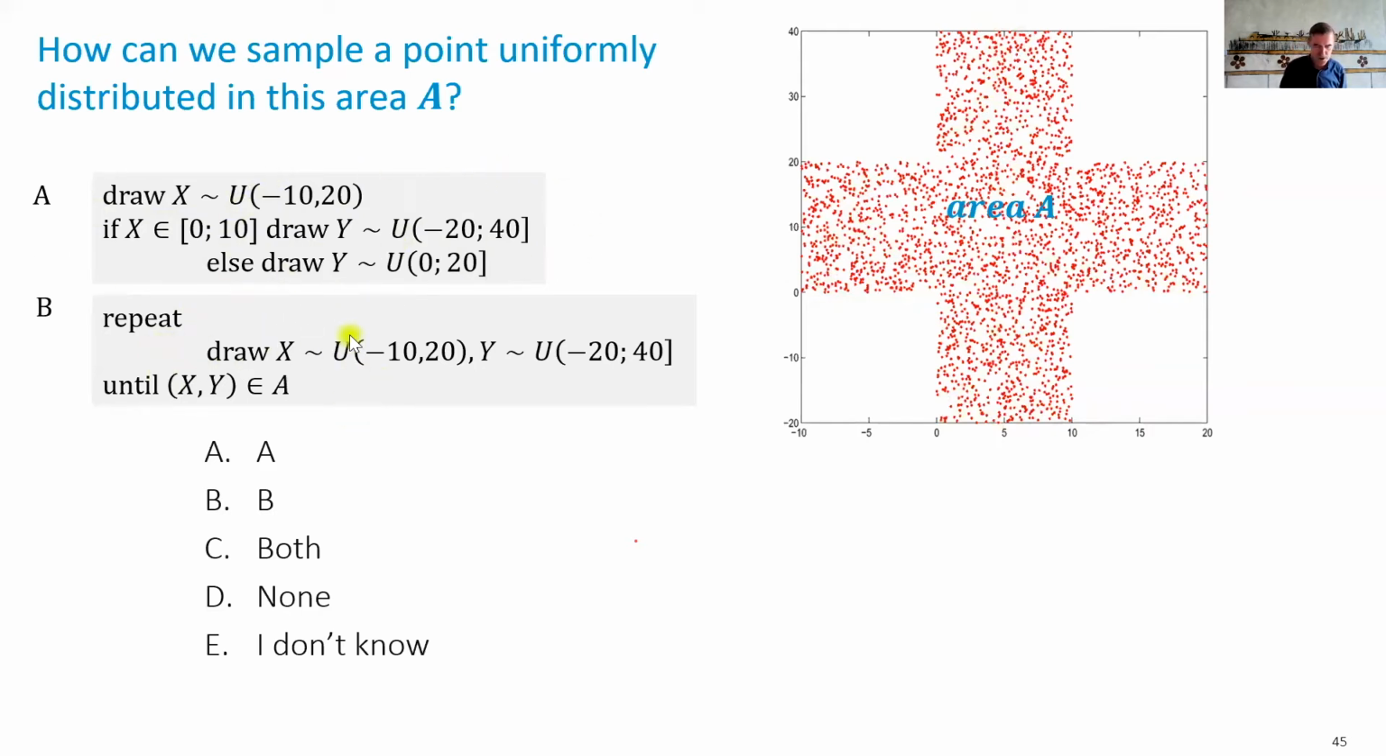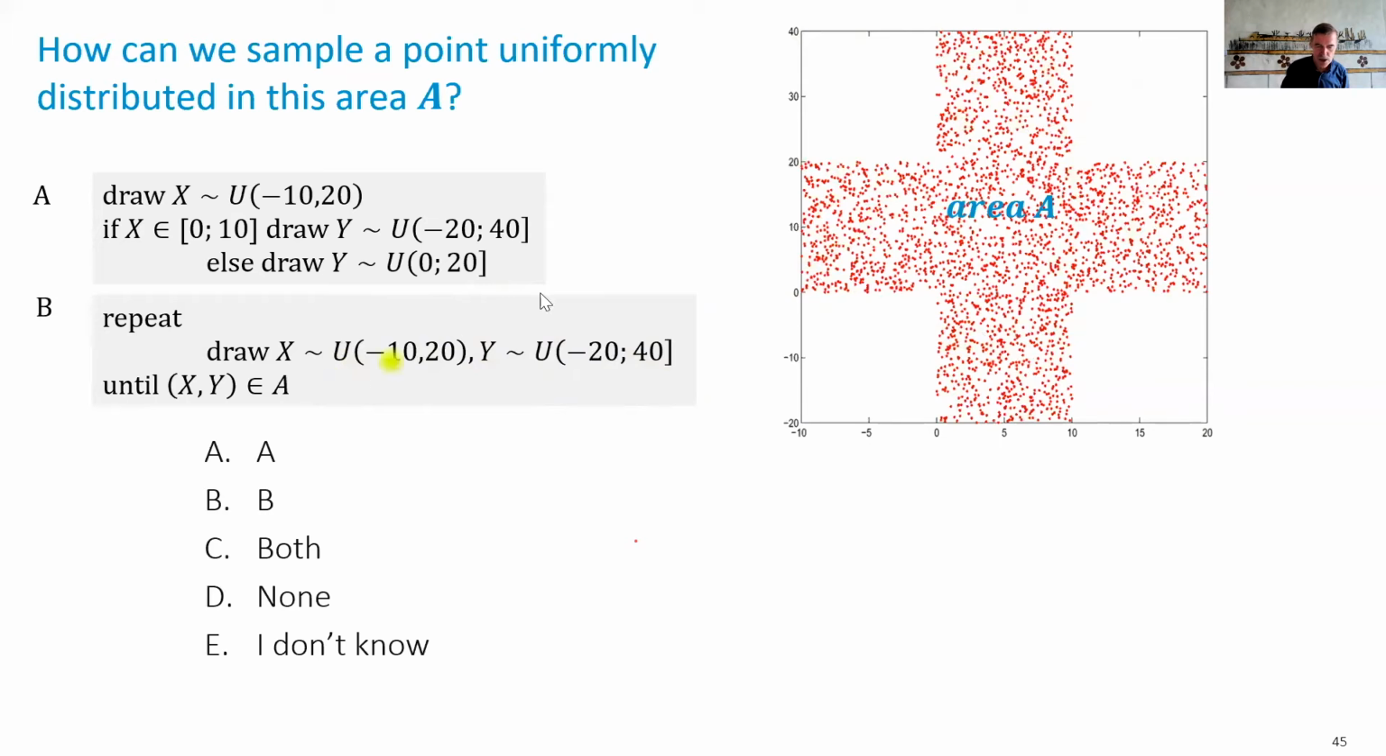Algorithm B follows a different rule of thought. It says, I draw X uniform between -20 and 40, and Y independent. So we know that if we do two calls to the random number generator, they're independent. So X and Y are independent between -20 and 40, which means I draw a point in the bounding box here, uniform in the bounding box.